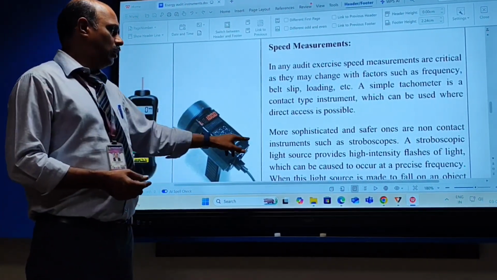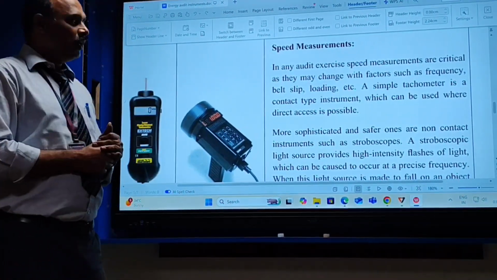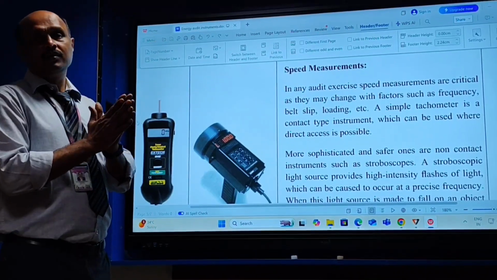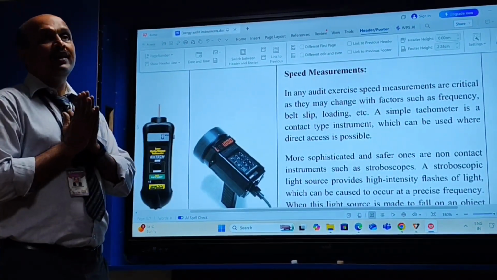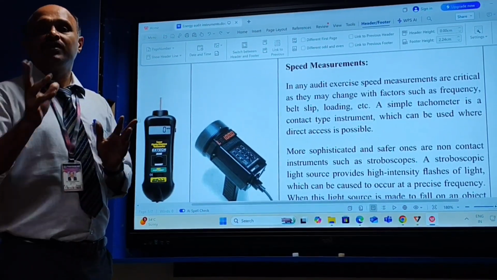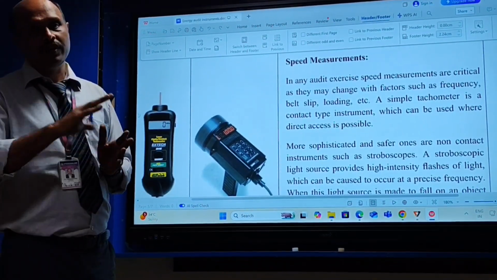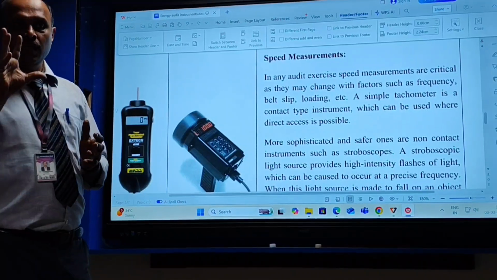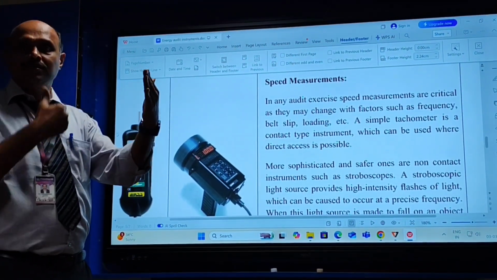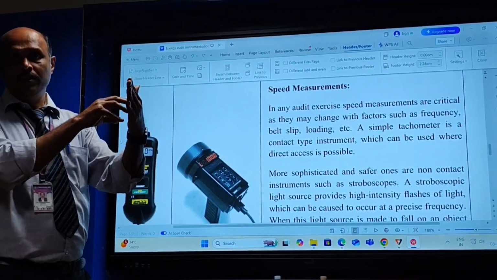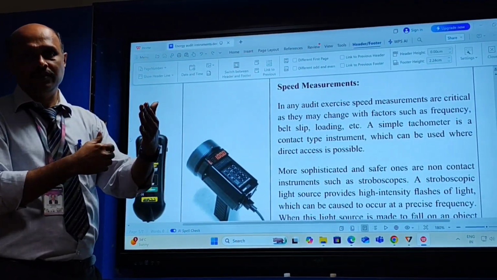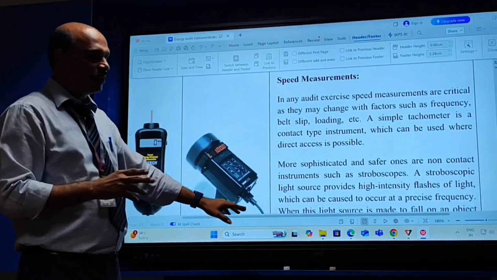Whereas if you go for the stroboscope type, it is based on the effect called the stroboscope effect. For example, you can come across in industry a fan and a light, both fed from the same supply, meaning both have the same frequency. In that case, if the light is made to fall on the rotating object, since both have the same frequency, the moving object seems to be idle or stationary. The same principle is used here also.